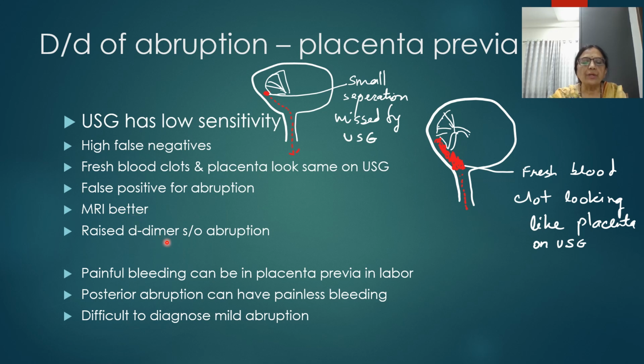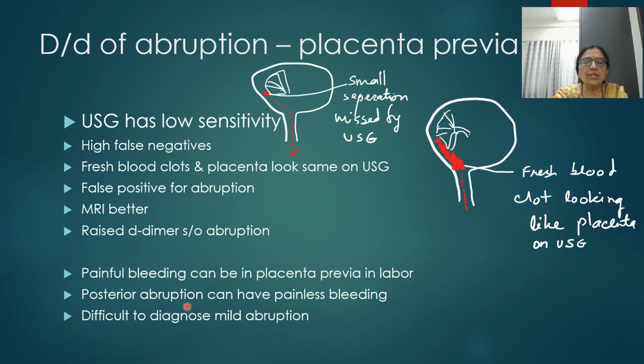Raised D-dimer is suggestive of abruption, but it is also not a very useful marker in early or mild cases of abruption. Now, usually we say at the undergraduate level that whenever the bleeding per vaginum is painful, it is abruptio placentae, and whenever it is painless bleeding, classically we teach that it is placenta previa. But as a postgraduate, you should know that there can be painful bleeding in placenta previa if the patient goes in labor. So all cases of placenta previa will not have painless bleeding. Some patients might have pain in the abdomen because the patient has already gone in labor.